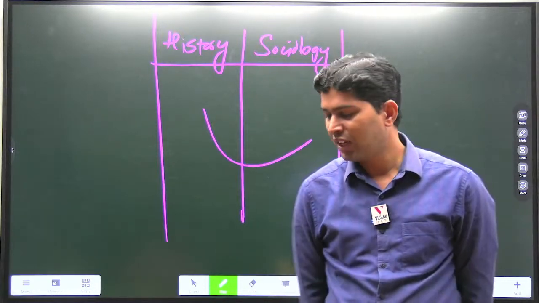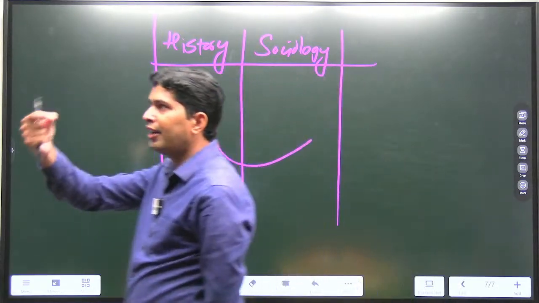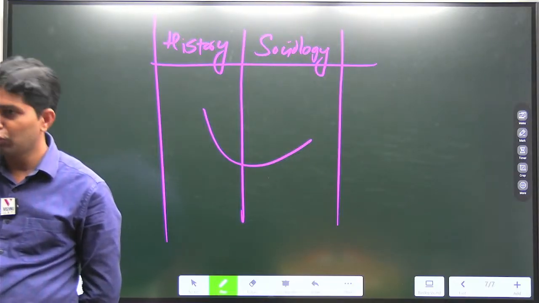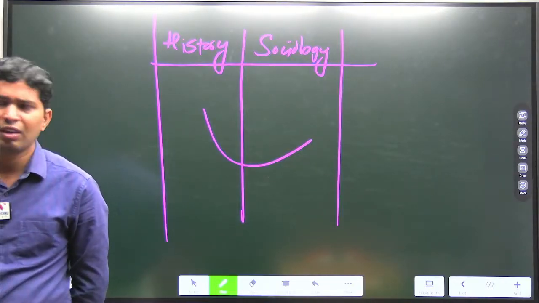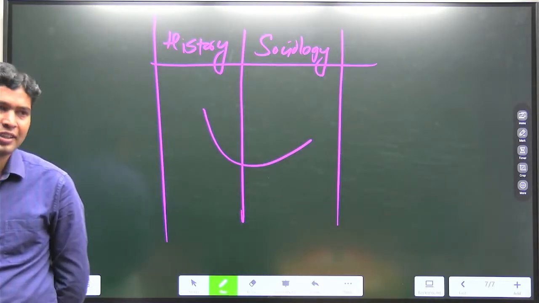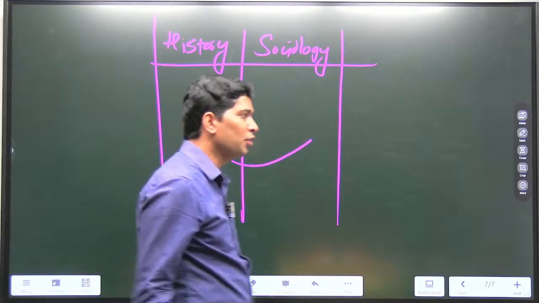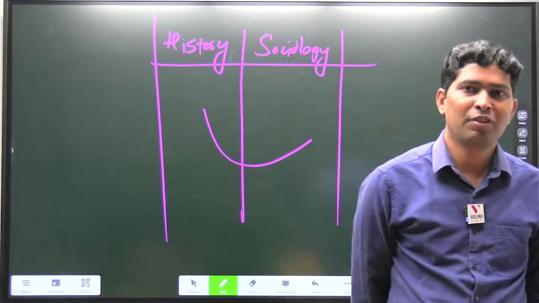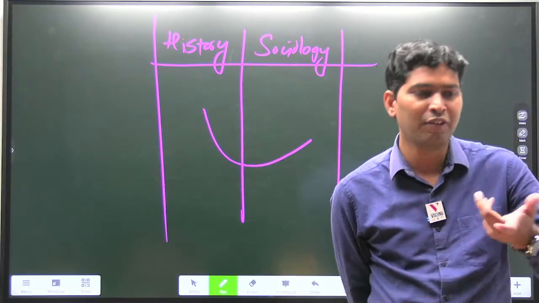Apart from that, in history also there will be a record of writings. In sociology, there will be a record of writings for sociological research compilations. Remember the suicide theory? Durkheim made a record, a compilation of data, all that. So some of the methods used in history are also used in sociology. Apart from that, how is sociology unique and different from history?